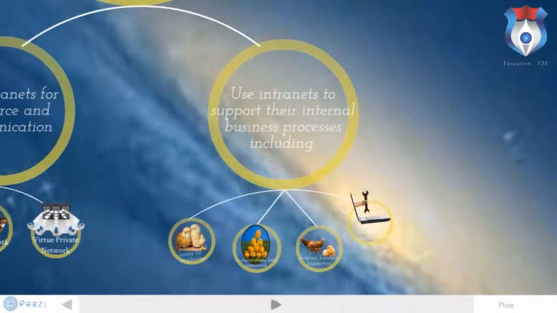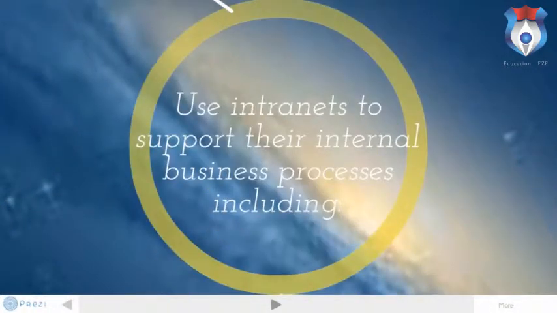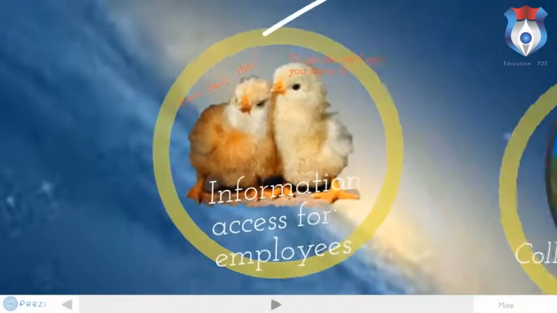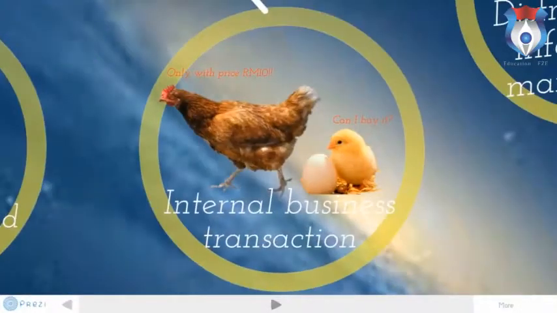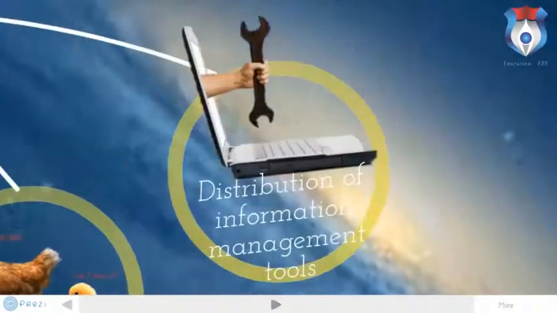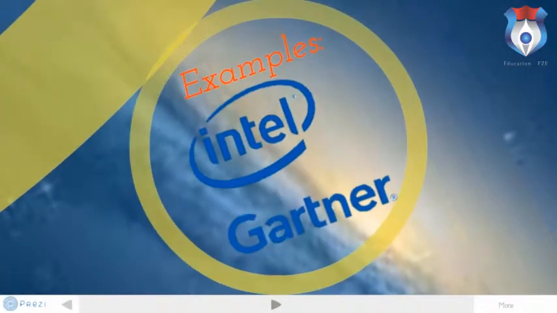The B2B business also uses intranets. They use intranets to support their internal business processes, including influences for employees, collaboration and teamwork, internal business transactions, and the distribution of information management tools. Intel and Gartner Group are examples of B2B companies.